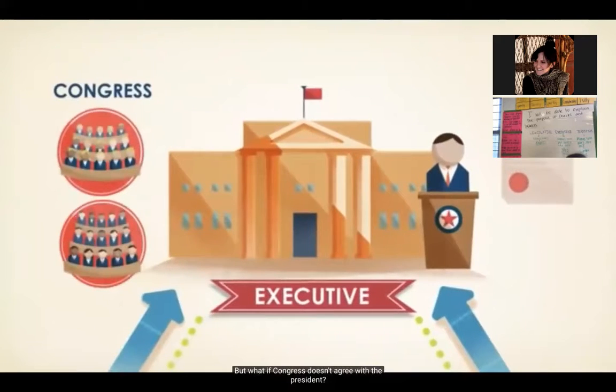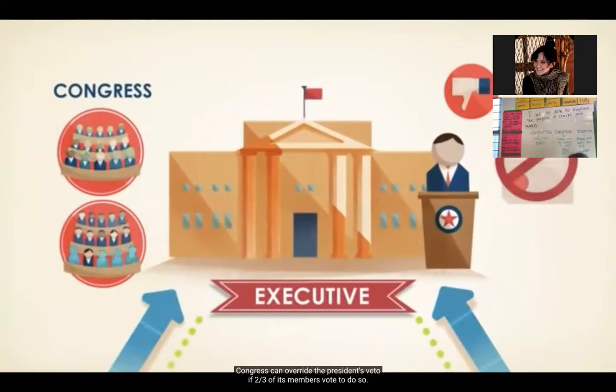But what if Congress doesn't agree with the president? Congress can override the president's veto if 2/3 of its members vote to do so. Even though this is very difficult to do, it's how Congress is able to check the power of the executive branch. But that's not all.